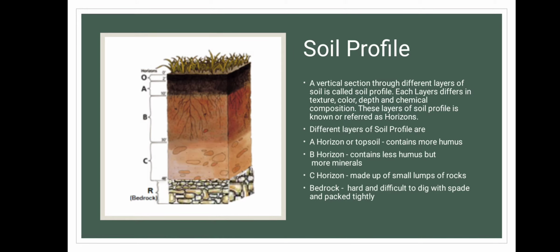Different layers of the soil profile are: A horizon or topsoil contains more humus. B horizon contains less humus but more minerals. C horizon is made up of small lumps of rocks, bedrock, hard and difficult to dig with a spade, and packed tightly. Here is a picture of soil profile.